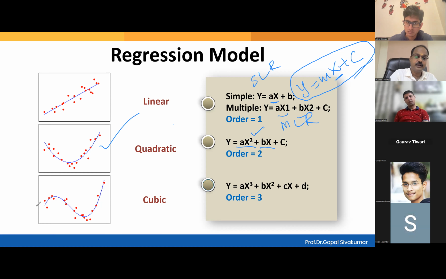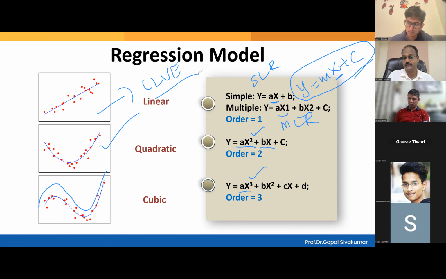Now look at the third. The curve is going up, coming down, again going up. This is cubic. In addition to the x square, x cube will come. So regression can be linear, quadratic, cubic or even higher order. It depends on the nature of relationship. But how do you understand the relationship? If you have some data and you plot a scatter diagram, it gives the clue what kind of relationship to follow, because in the scatter diagram it is visible. Here it is linear. Here it is quadratic. And here it is cubic. So our understanding can improve by making use of all of these tools.